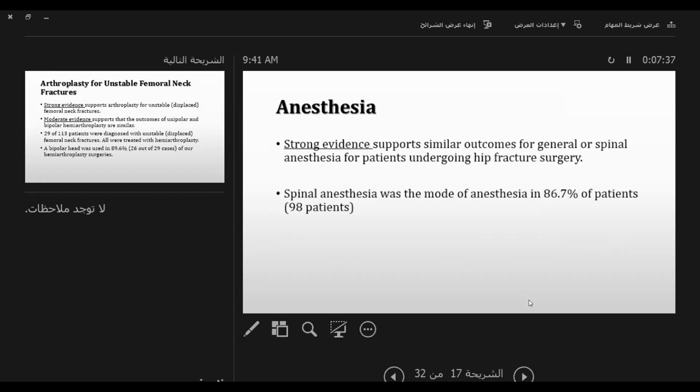Regarding the anesthesia, the AOS concluded that there is similar outcome between general and spinal anesthesia for hip fracture surgeries. The most commonly used mode of anesthesia at our center is spinal anesthesia, in about 86%.